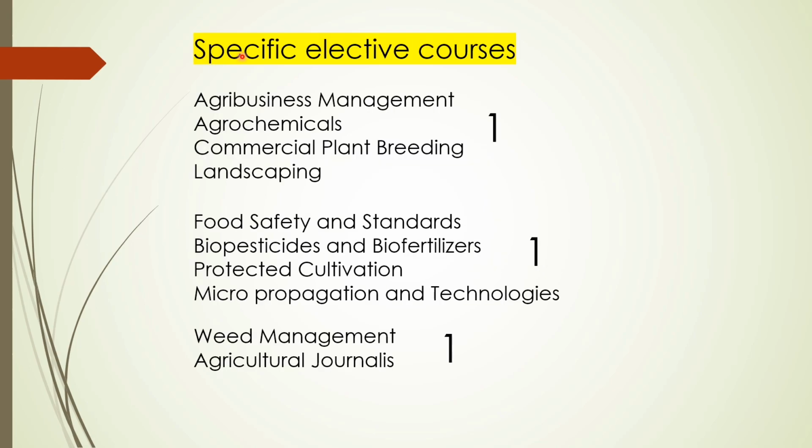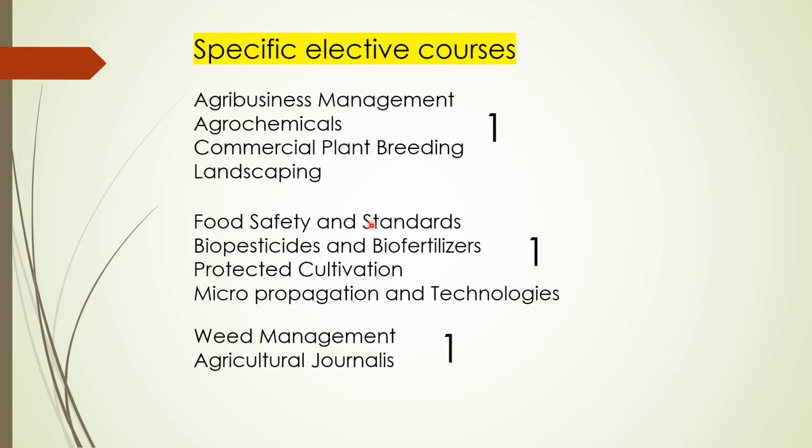Next is the specific elective courses. Mainly these elective courses we have to select in the 4th sem, 5th sem and the 6th sem. We have to select only one subject among these subjects. From these 4 subjects, agribusiness management, agrochemicals, commercial plant breeding and landscaping, we have to select only one subject.